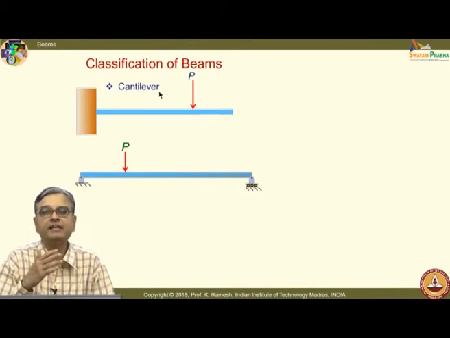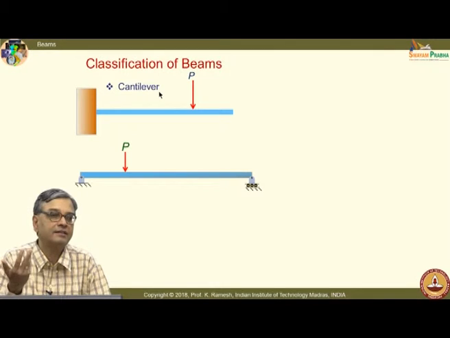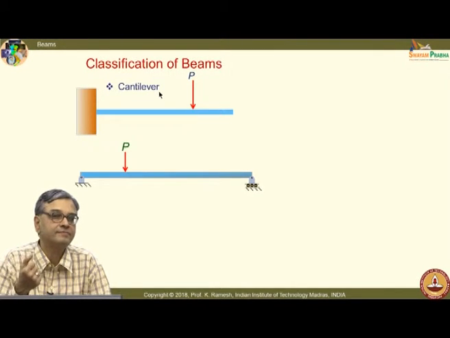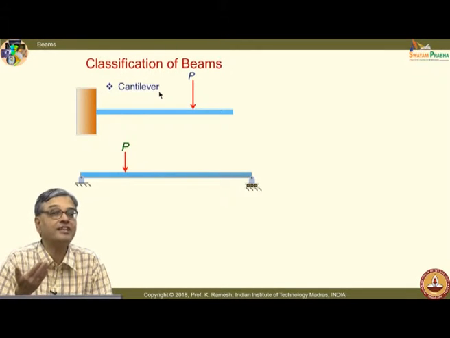You have many examples of cantilever that you come across in your surroundings. One simple example is your sunshade. Many of the sunshades in the buildings are essentially cantilevers. And look at the branch of a tree. Branch of a tree is again a cantilever, and there is also something very interesting in the case of a branch.